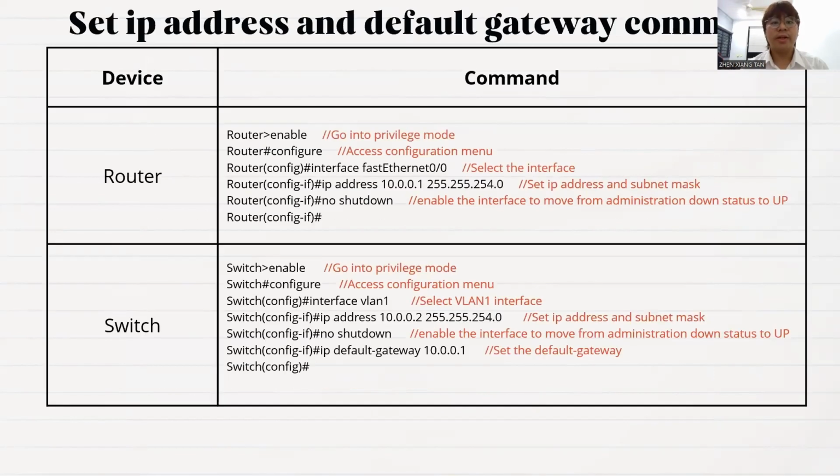Besides that, we need to set IP address and default gateway to router and switch. In the router, we need to insert the interface FastEthernet 0/0 and put the IP address 10.0.0.1, 255.255.254.0, and we need to insert no shutdown to enable the interface to move from administratively down status to up. The switch is similar to the router, the command, and in the switch, we need to add one more thing, which is ip default-gateway. We need to set the default gateway to the switch.